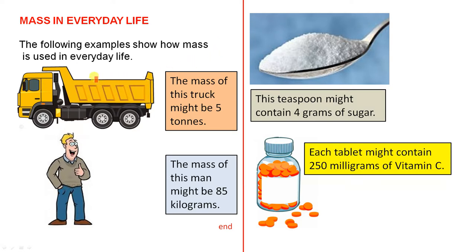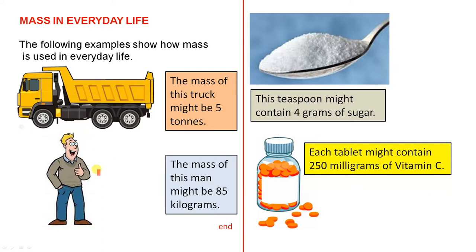Now here is a truck, and we see many of them on the roads, many different shapes and sizes. So the mass of this truck might be 5 tons. So it's quite a large mass. And there are trucks which are much bigger than that one.